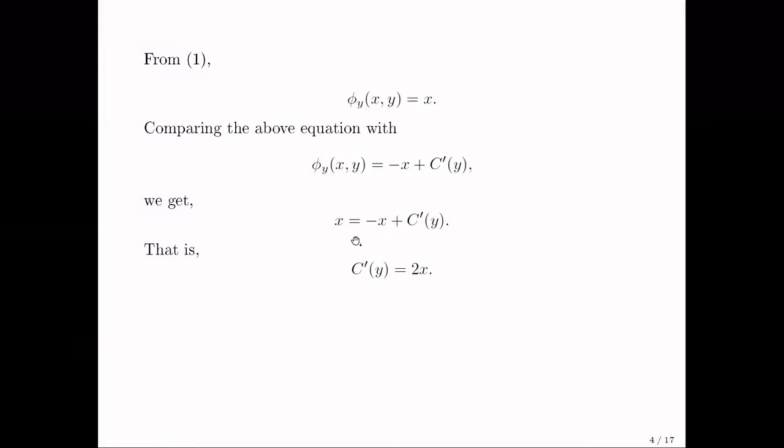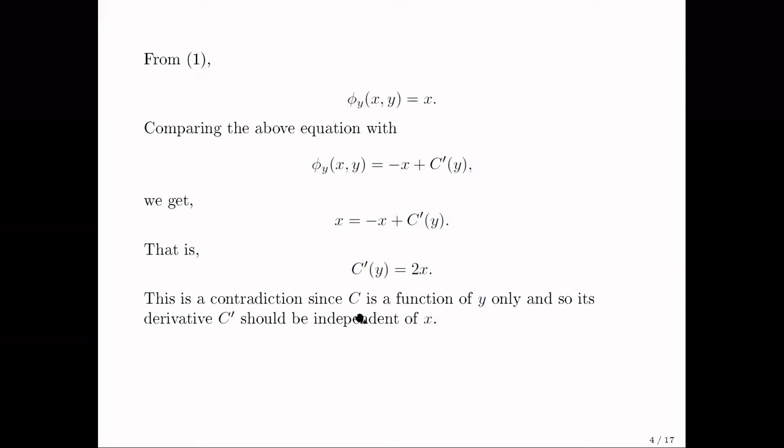Now, what can you say about this equation? Note that the left-hand side is a function of y, whereas the right-hand side is a function of x. And so we get a contradiction since, again, c is a function of y only, so its derivative should be independent of x. Okay, so we got a contradiction for our assumption that F is conservative.